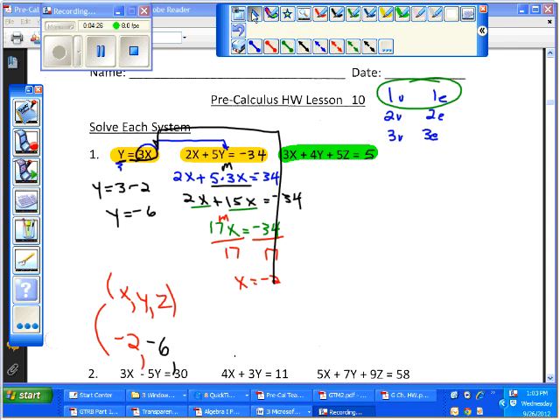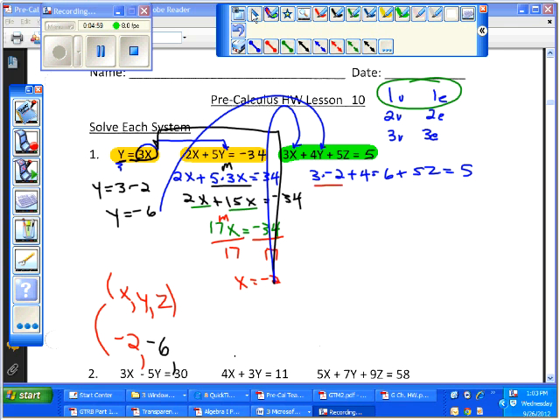Now what can I do? Plug them both into the third one. So I'm going to put the x there and the y there, which will leave me with only a z in the third equation. So I'm going to take 3 times my x of negative 2 plus 4 times my y of negative 6 plus 5z is equal to 5. And then I solve for z.